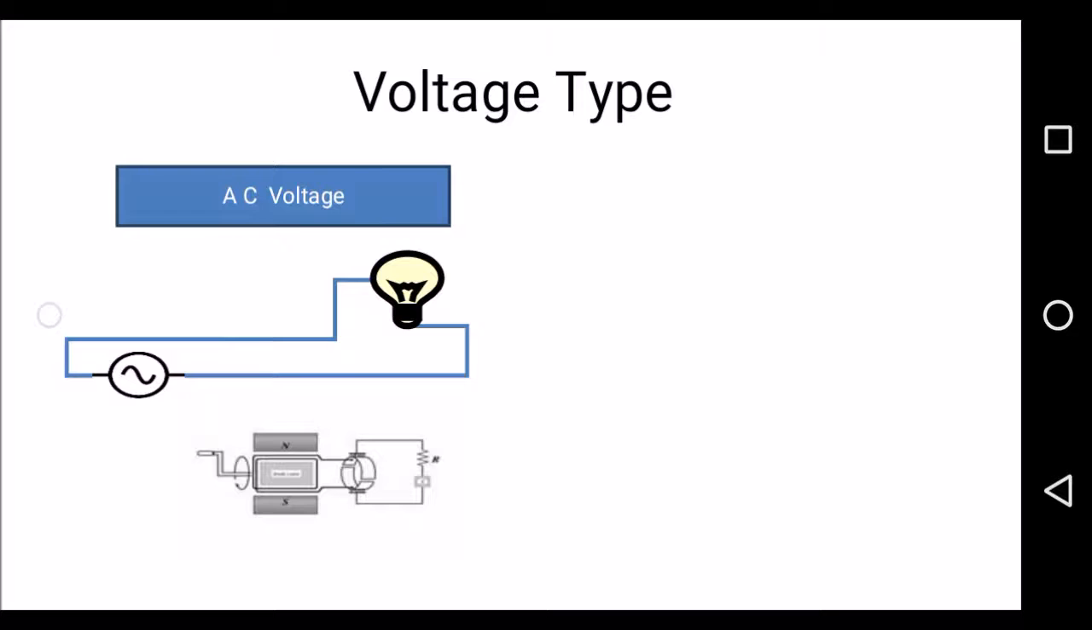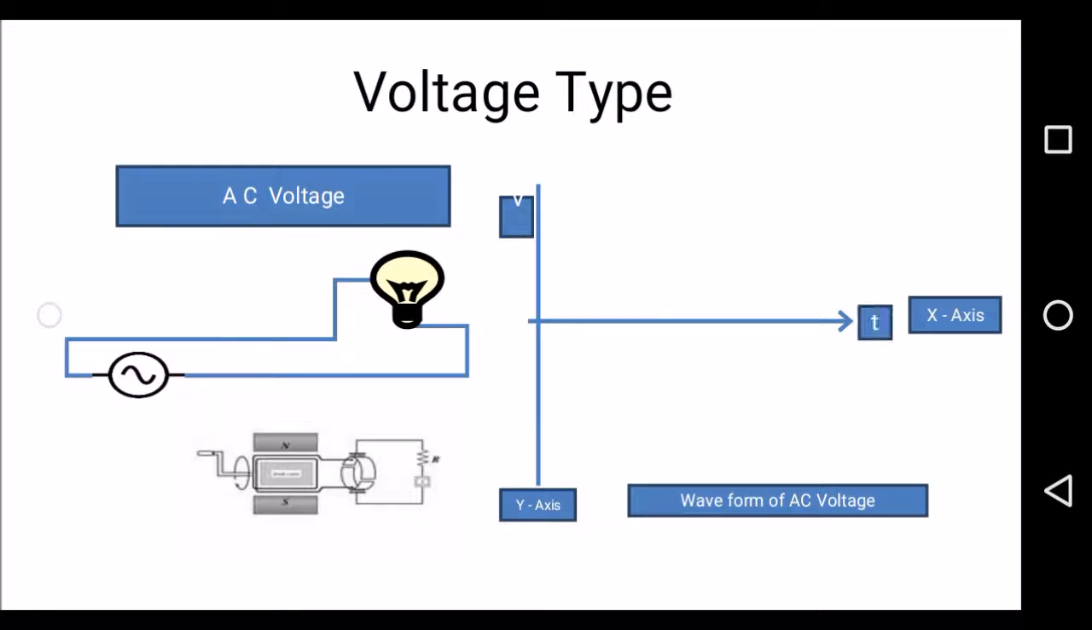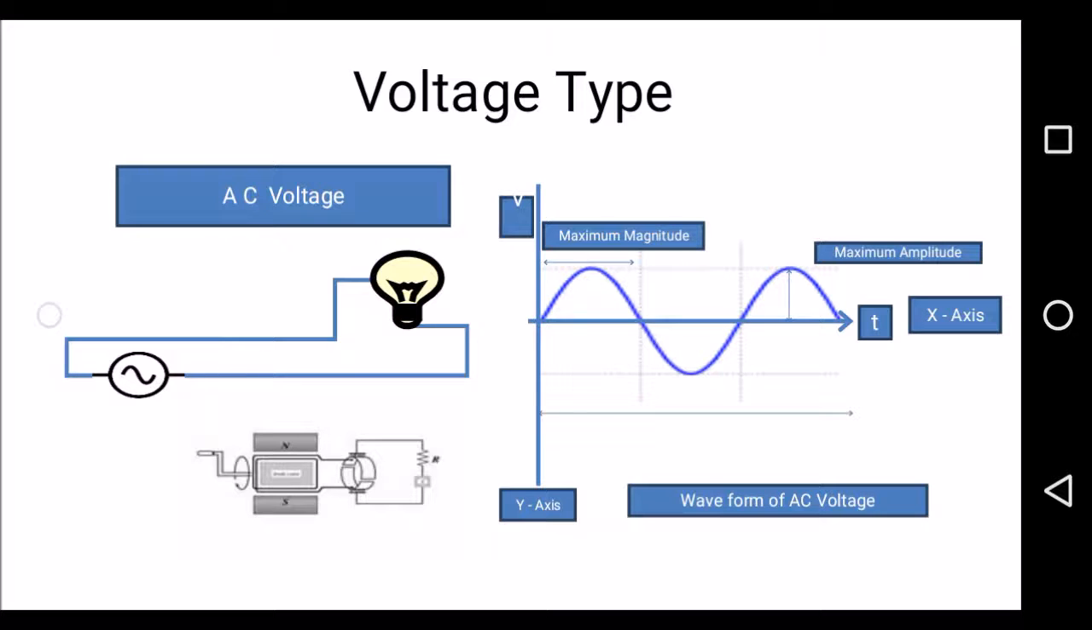Now we are going to study the AC waveform. This is the y-axis which is denoted by voltage V and this is the x-axis which is denoted by time, and this is the sinusoidal waveform. Starting at 0, then 180, and ending at 360. It contains a maximum magnitude, the amplitude. From 0 to 360 is one complete cycle.